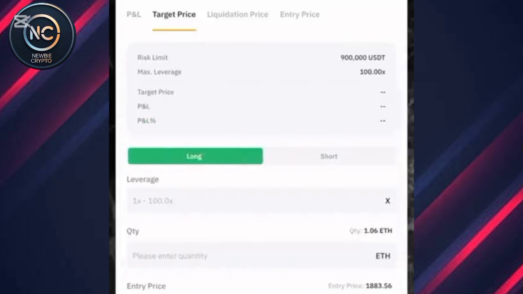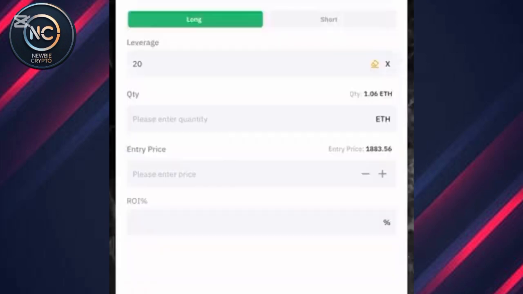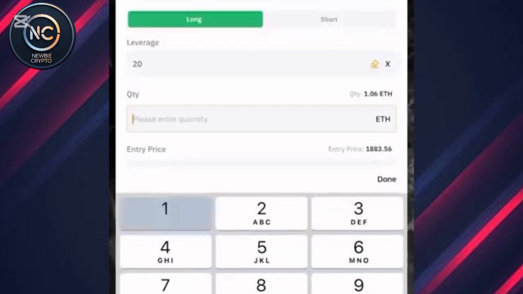So this target price will show you what price you should put as your take profit. Now for this, what you need to do is to come here and pick whether you want to long or short. Let's pick long again. And then the next thing is to enter the leverage. So for this time, let me put in 20x leverage. And then the quantity of ETH you want to trade, let me pick 1 again.